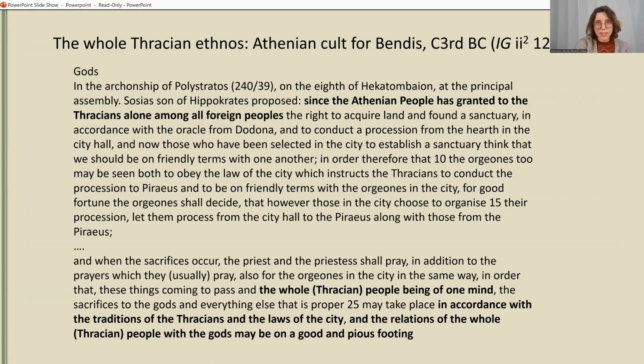In this 3rd century inscription, which looks back on the 5th century introduction of Bendis to Athens, the thing that I want to pull out for you is the idea of the unity of the Thracian people. So we read here in the bold section that the Athenian people has granted to the Thracians alone among all foreign peoples the right to acquire land and found a sanctuary. We're told that the whole Thracian people, being of one mind, engaged in this, and that the cult was practiced in accordance with the traditions of the Thracians and the laws of the city.